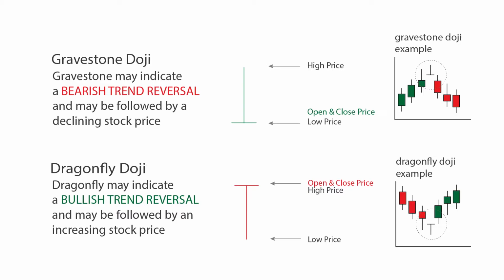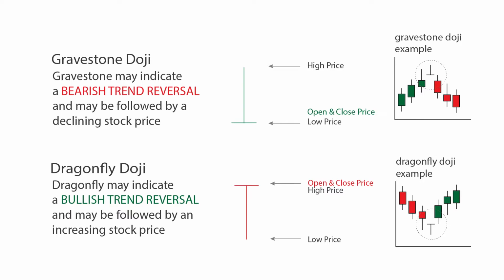So if you want to remember or picture it, basically this looks like a gravestone. In the example that I show, you'll see that you have green candles followed by a gravestone doji, and then preceded by a trend reversal and has red candles. The inverse is true of the Dragonfly doji.